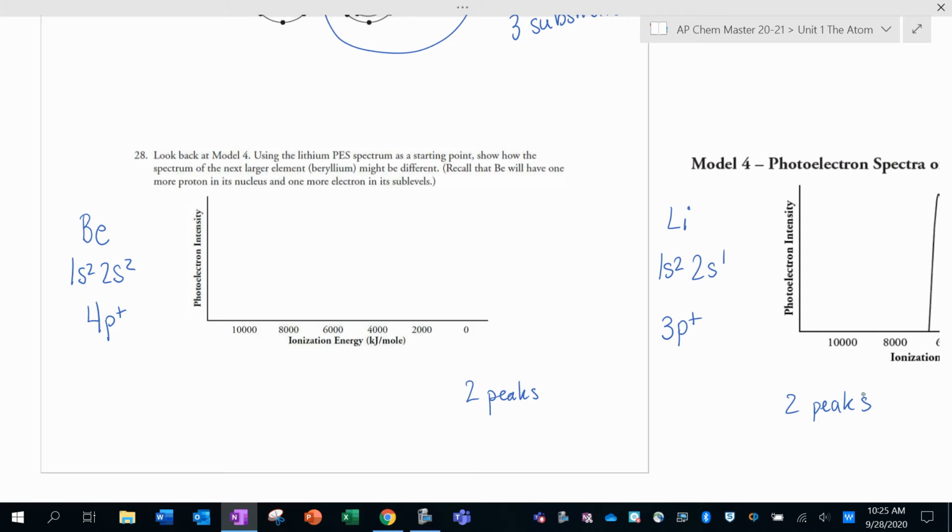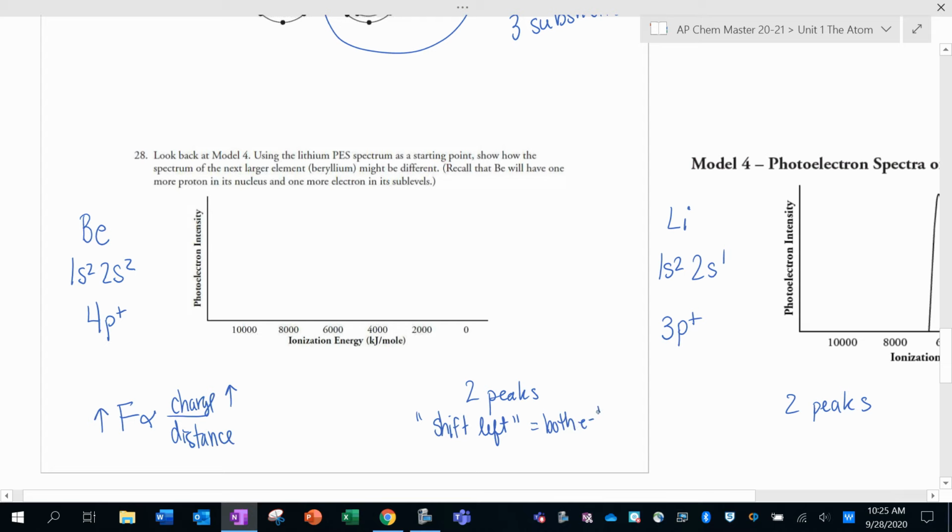What'll be different is if you look in beryllium, and remember that the attractive force is proportional to charge divided by distance. The charge of beryllium's nucleus is greater. It's got a +4 charge instead of a +3. So that means its attractive force is going to be greater. So what that means is we say that these peaks are going to be shifted left. So both electrons will be harder to remove than the electrons in lithium.